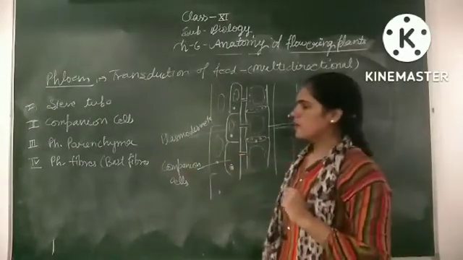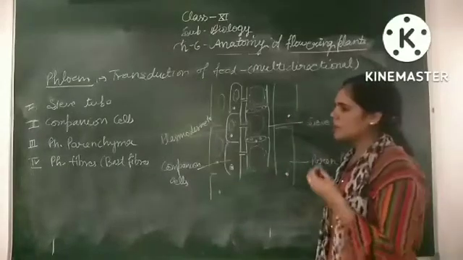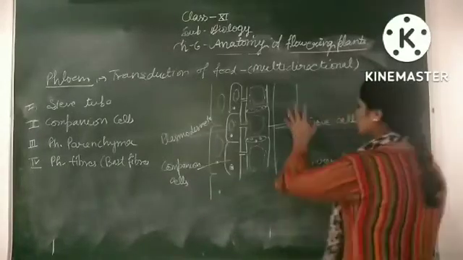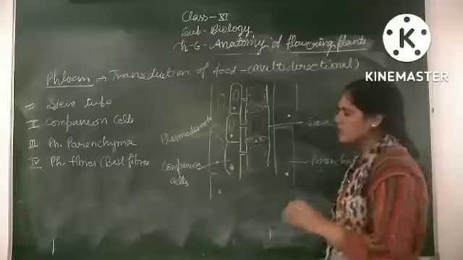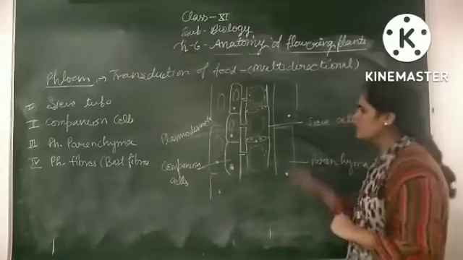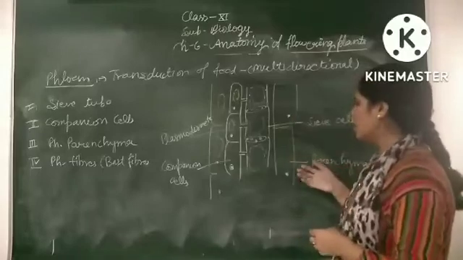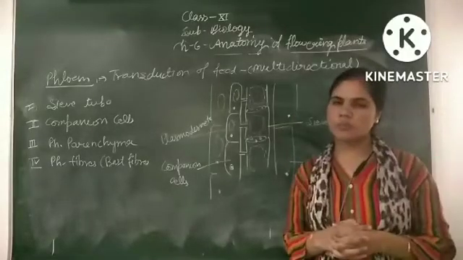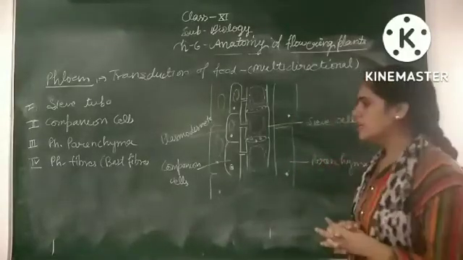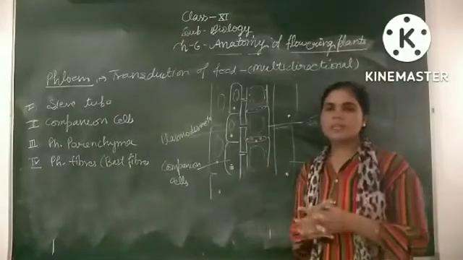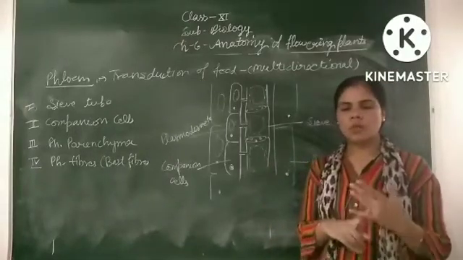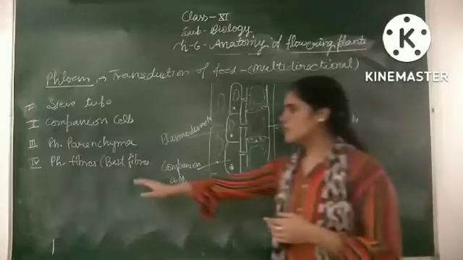Third is phloem parenchyma. Phloem parenchyma are long, large cells which are also found adjacent to the companion cells. These are living cells. They do the function of storage. They have a thin cell wall, a nucleus is present, and a large vacuole is present there. They do the function of storage and secretion. They store food.